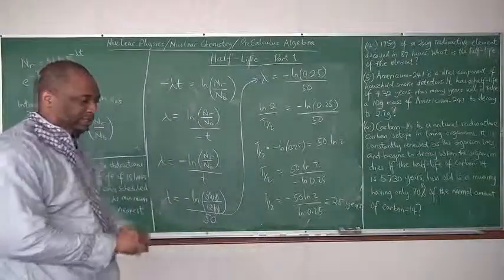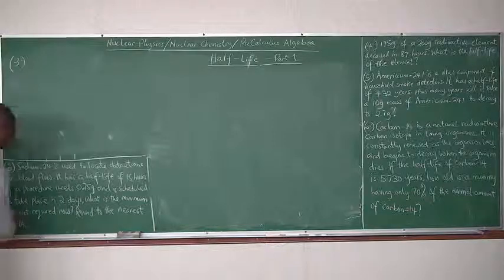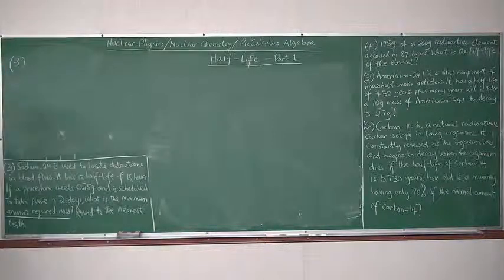Let's look at question 3. Sodium 24 is used to locate obstructions in blood flow. It has a half-life of 15 hours. If a procedure needs 0.75 gram and is scheduled to take place in 2 days, what is the minimum amount required now? Round to the nearest 10. Let's write the parameters.